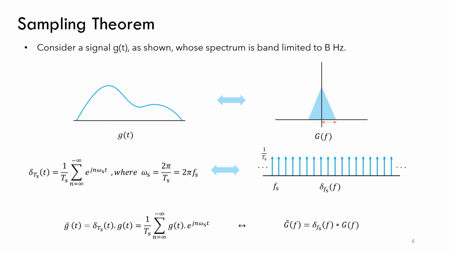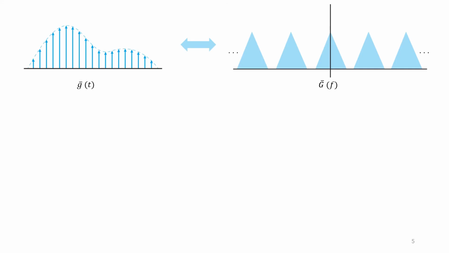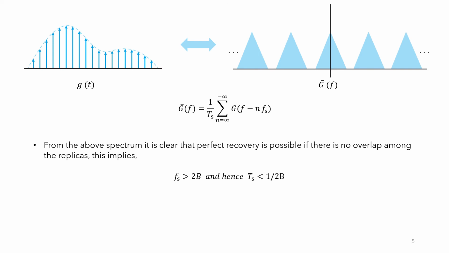We all know that multiplication in time domain is convolution in frequency domain. So G of f gets convolved with delta fs of f. What we obtain is the frequency domain representation of g bar of t, which is shown as G bar of f. This is nothing but G of f replicated and repeated uniformly at integral multiples of fs. Now, if you observe the spectrum, we can perfectly recover the signal if there is no overlap between these replicas. This means fs must be greater than 2 times the signal bandwidth.